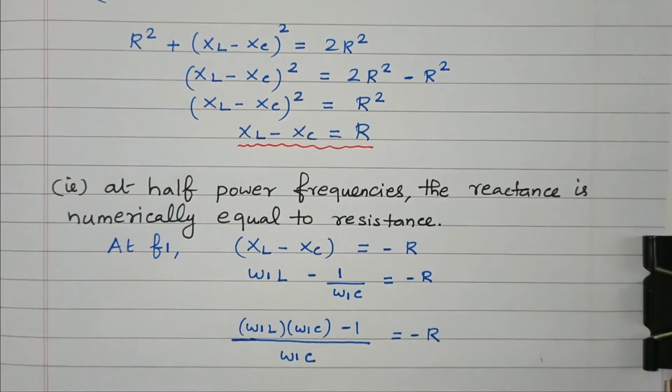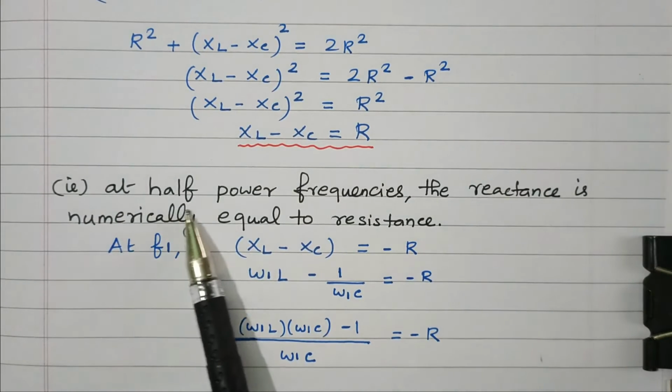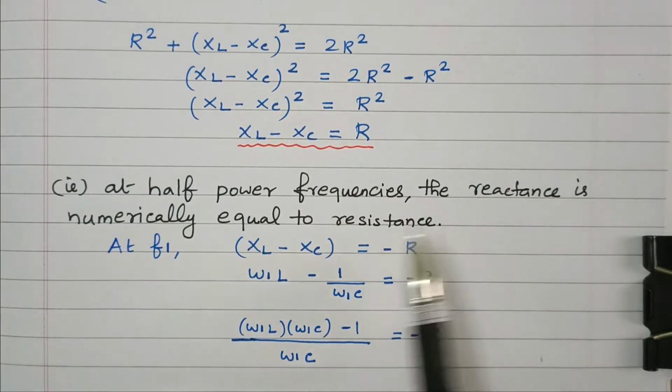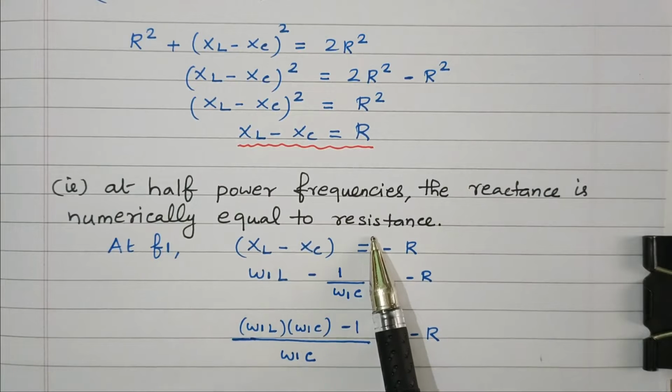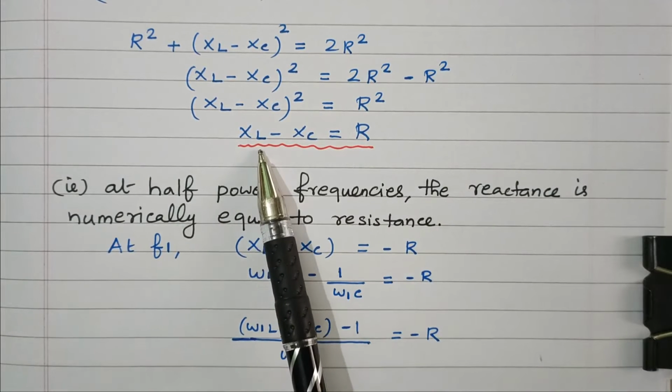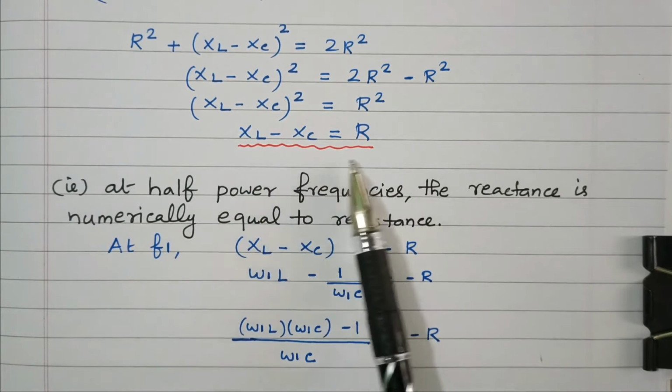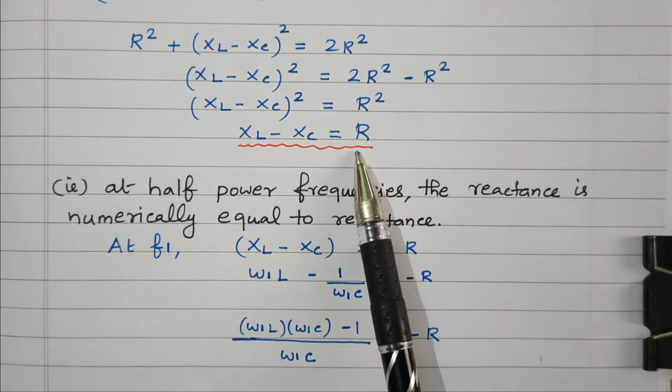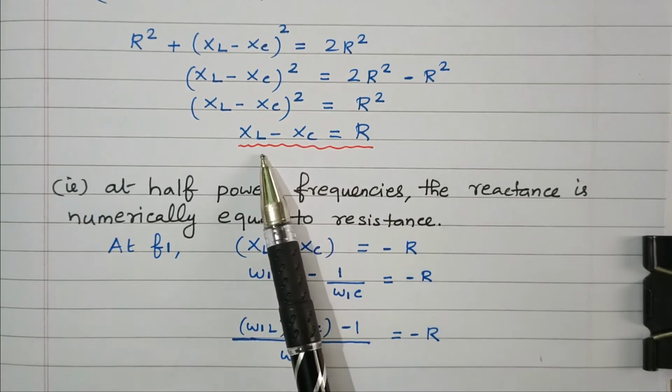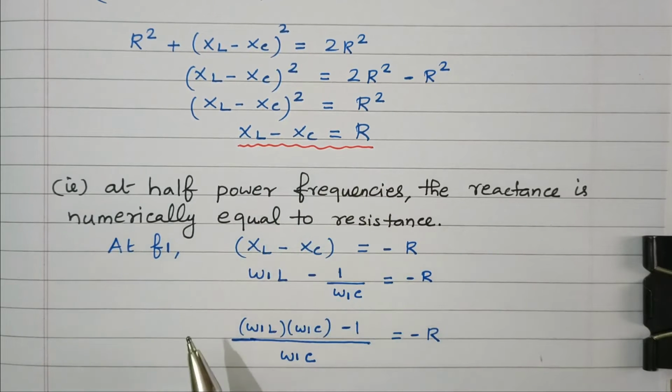Let's see what the conclusion is. At half power frequency, the reactance is numerically equal to the resistance. So the inductive reactance minus capacitive reactance equal to resistance. That is the conclusion we got: XL minus XC equal to R.